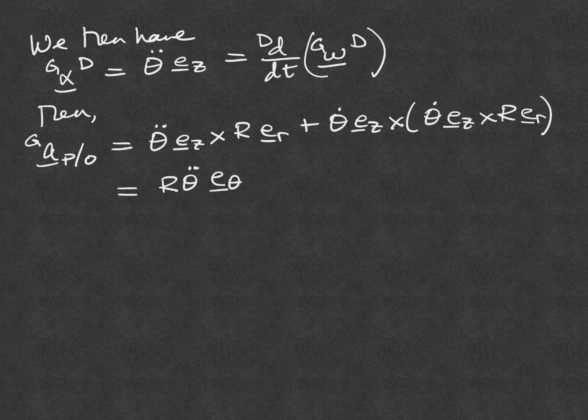And again, we take the cross product, EZ crossed with ER is E theta, and EZ crossed with E theta is minus ER, so we get minus R theta dot squared ER. And that's the acceleration of P relative to O in G.